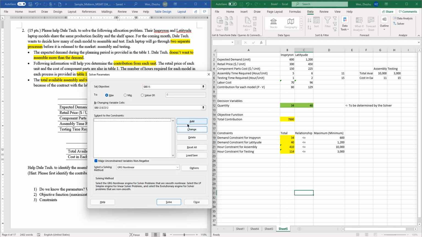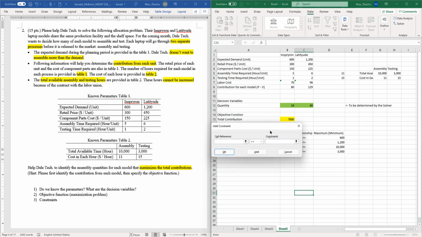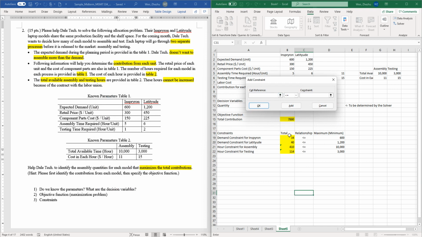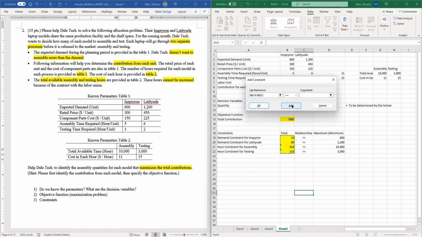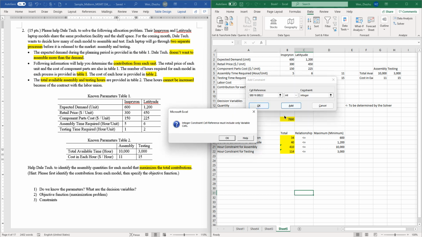Okay, and then we're going to add constraints. So all the constraints have the same direction. Conveniently, in this case, you can just highlight all the calculated totals and highlight all the upper bounds, and this will remain the same. And I'm going to also add a second constraint here that basically says they are all integer. Okay, all integer, and then we click OK.